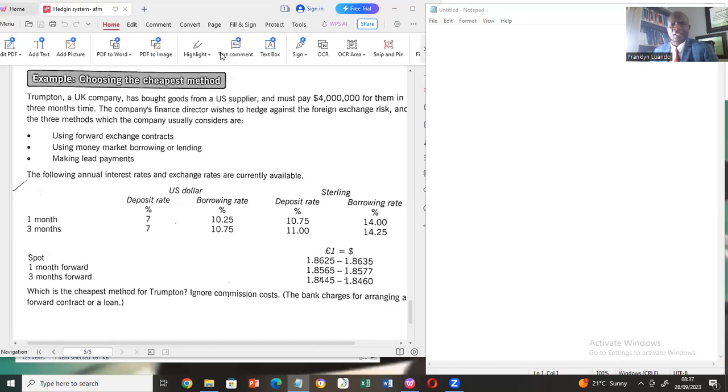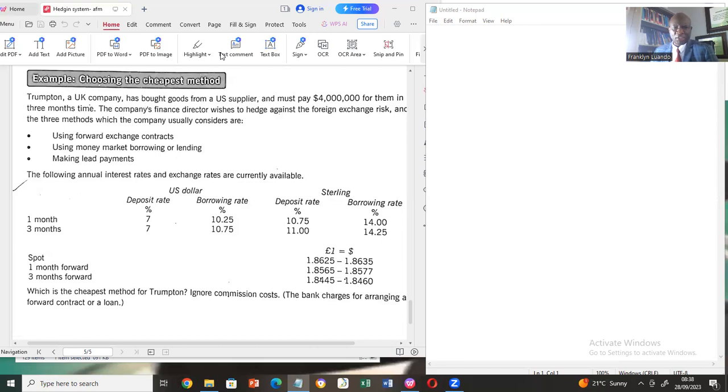Under the leading method of hedging, an entity is expected to make a payment to an overseas supplier in 3 months' time, but now the exchange rate is favorable. So instead of waiting for 3 months, they can make a payment now because the exchange rate is favorable. But such an entity will incur an opportunity cost. This opportunity cost is the lost interest, which should be incorporated when calculating the amount to be paid.